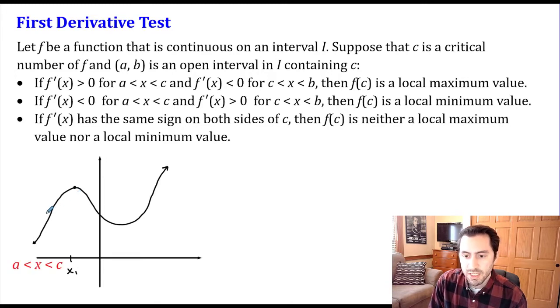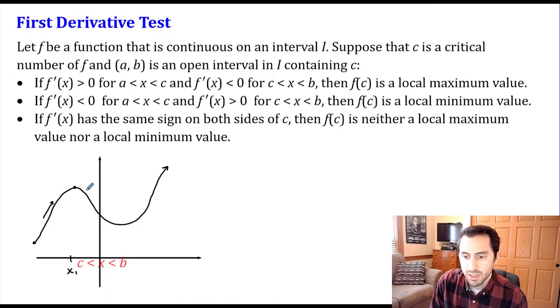And as you can see, on the left of our critical number, our function is increasing. It's going up. That means the derivative is positive because the slopes of all of these tangent lines are positive. And then once we get here, we are going to have a horizontal tangent line, meaning the derivative is equal to 0.